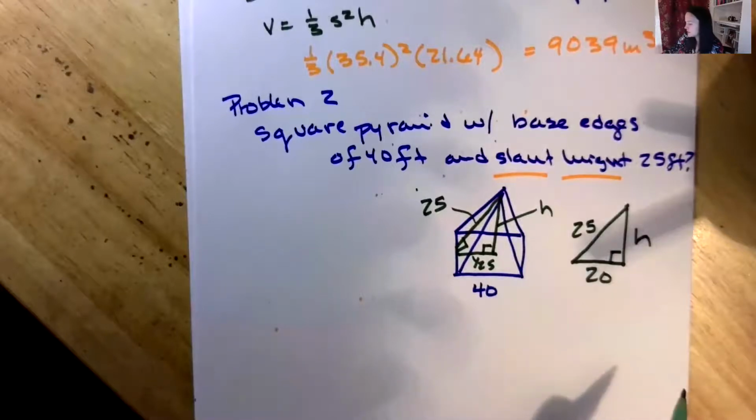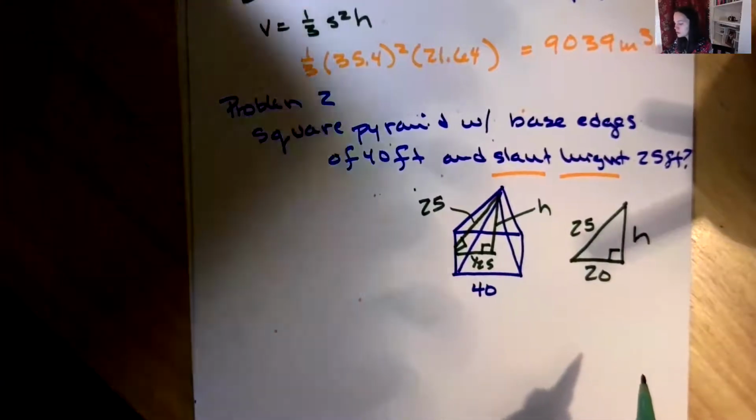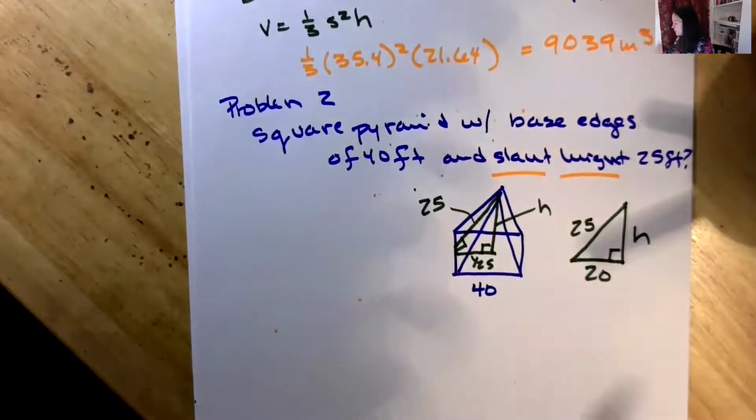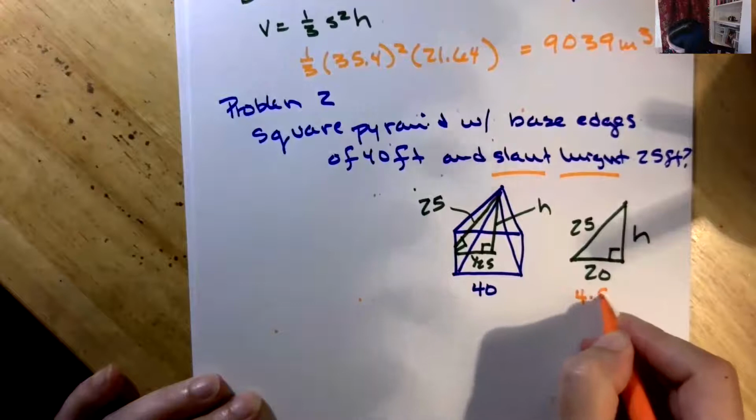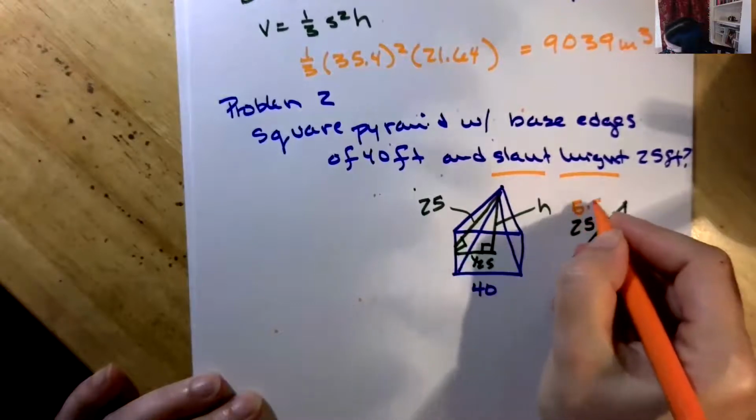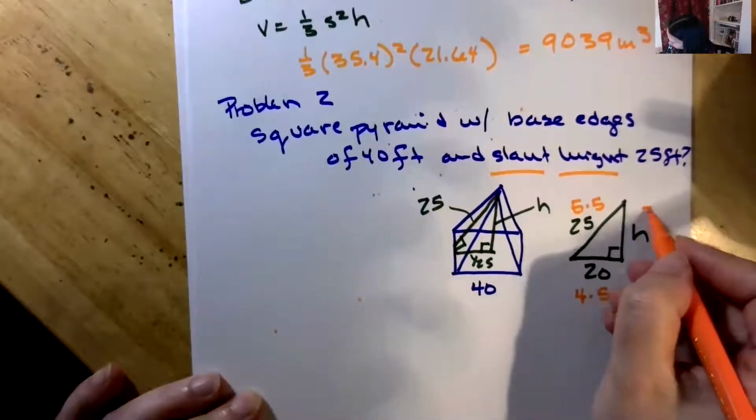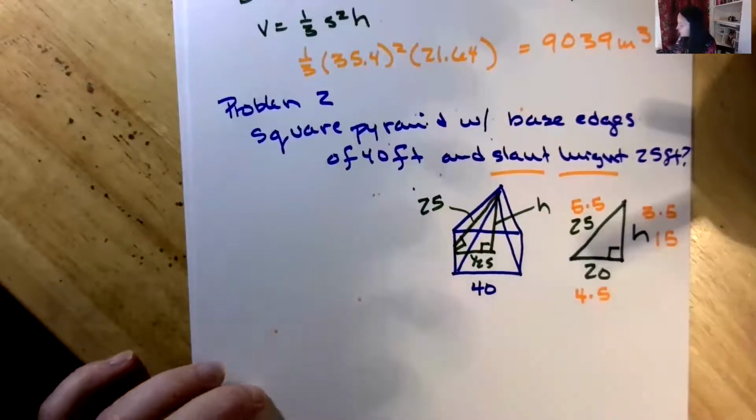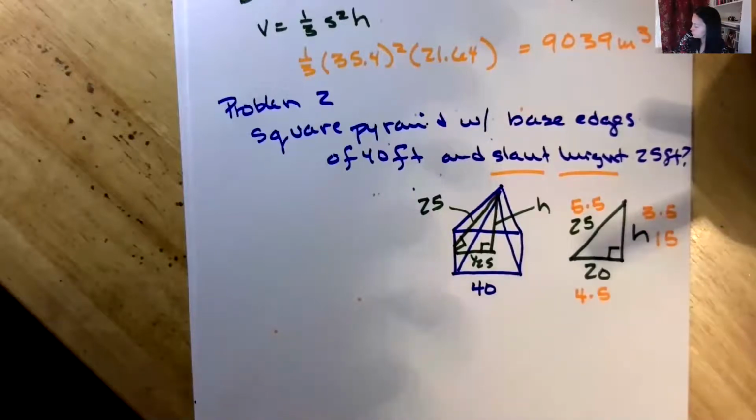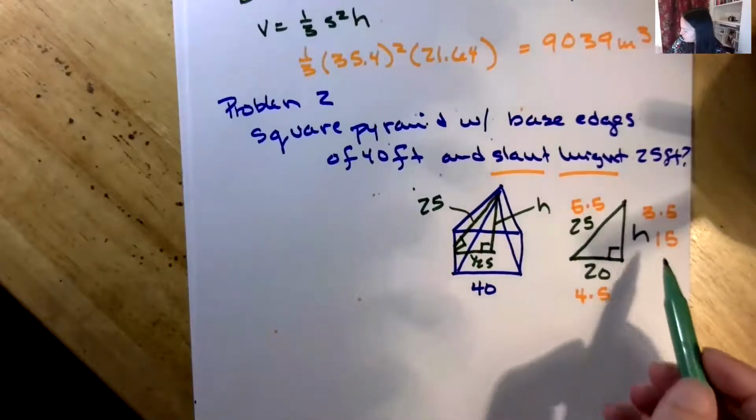I recognize this as one of our special Pythagorean triples. This is 4 times 5. This is 5 times 5. So that means that this should be 3 times 5, which is 15. So 15. That is our height.